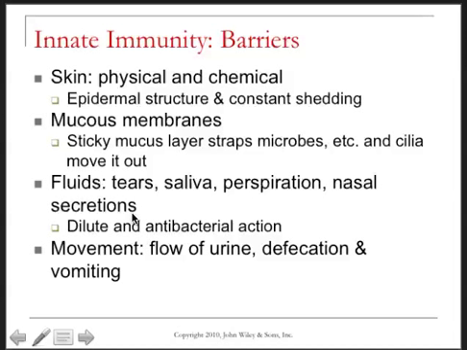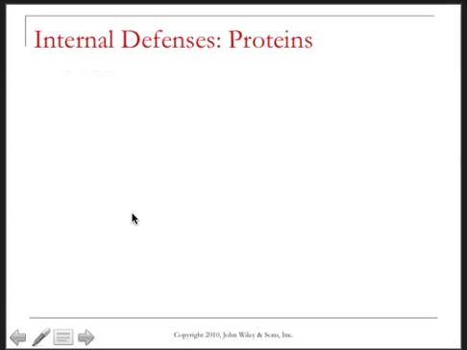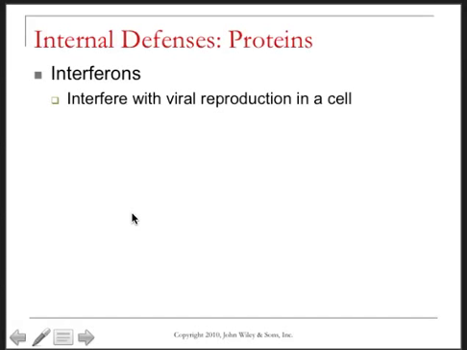We also have the movement of fluid through certain compartments in the body, such as the flow of urine, the flow of solid waste, which is defecation, and vomiting, and also sweating. And this is a way of clearing out the system. Let's talk about our internal defenses. Interferons are antiviral proteins. They interfere with viral reproduction inside the cell by preparing neighboring cells for a viral attack, causing them to produce enzymes that will destroy viral intermediates in the cytoplasm.